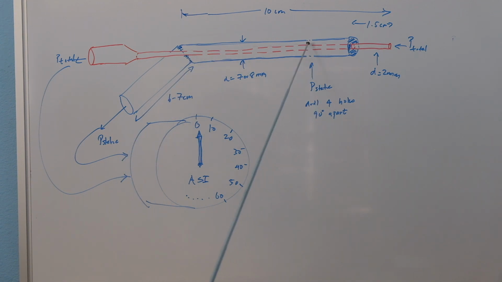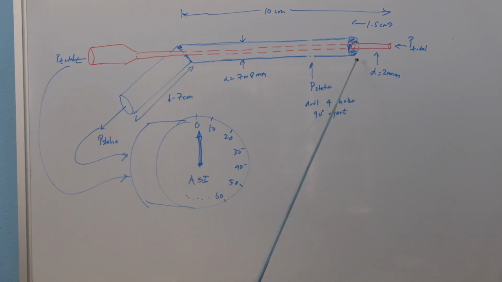Once I got this soldered and brazed, basically copper tubes, I then drilled 4 holes around, about 2 to 3 centimeters away from this point over here. So you drill 4 holes around this thing to get the static pressure, which is then picked up by this tube and then sent to the ASI, the airspeed indicator, which is shown here.